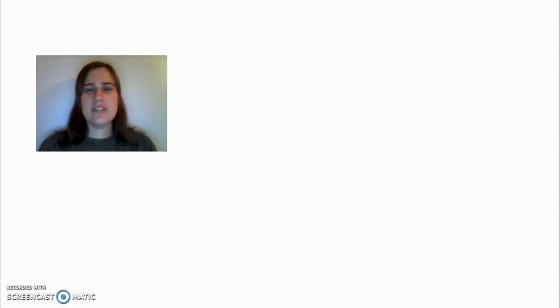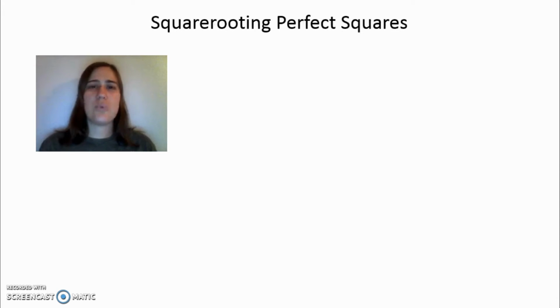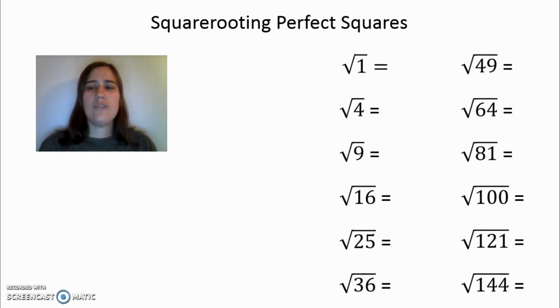The next section, we are going to be square rooting perfect squares. So our first 12 perfect squares are 1, 4, 9, 16, 25, 36, 49, 64, 81, 100, 121, and 144. This is where you should check your work on the previous section.